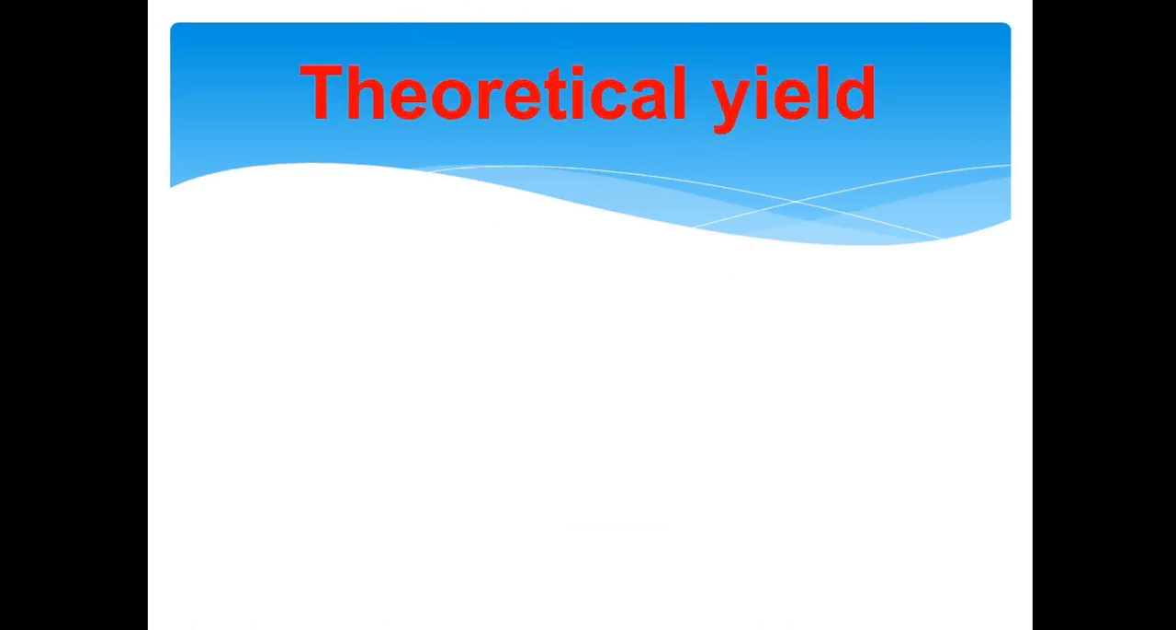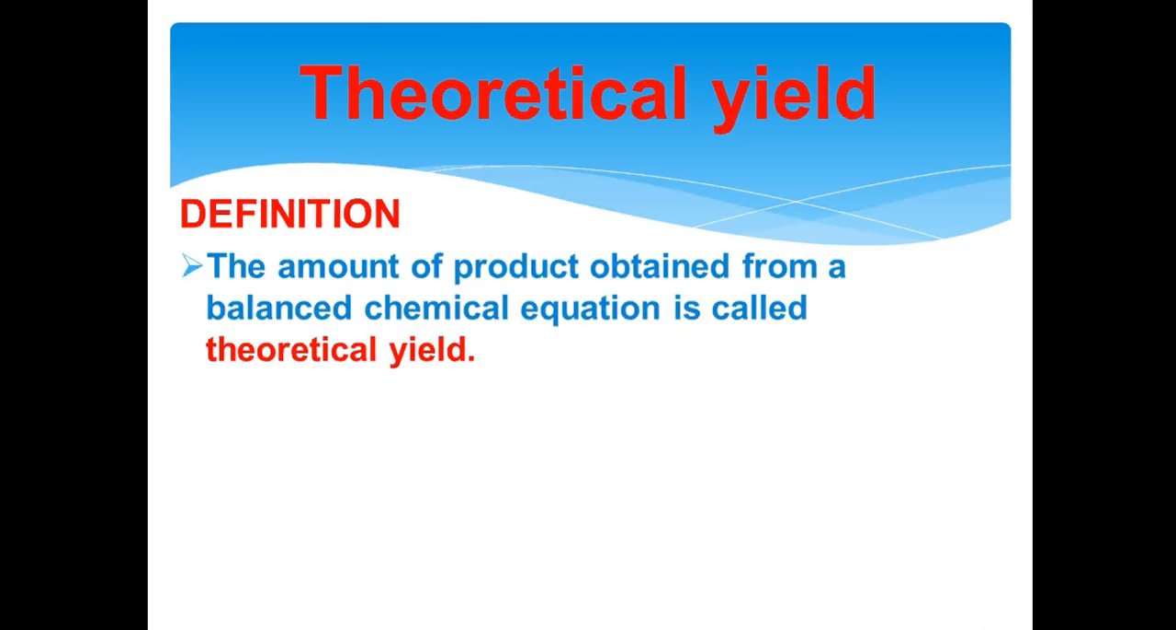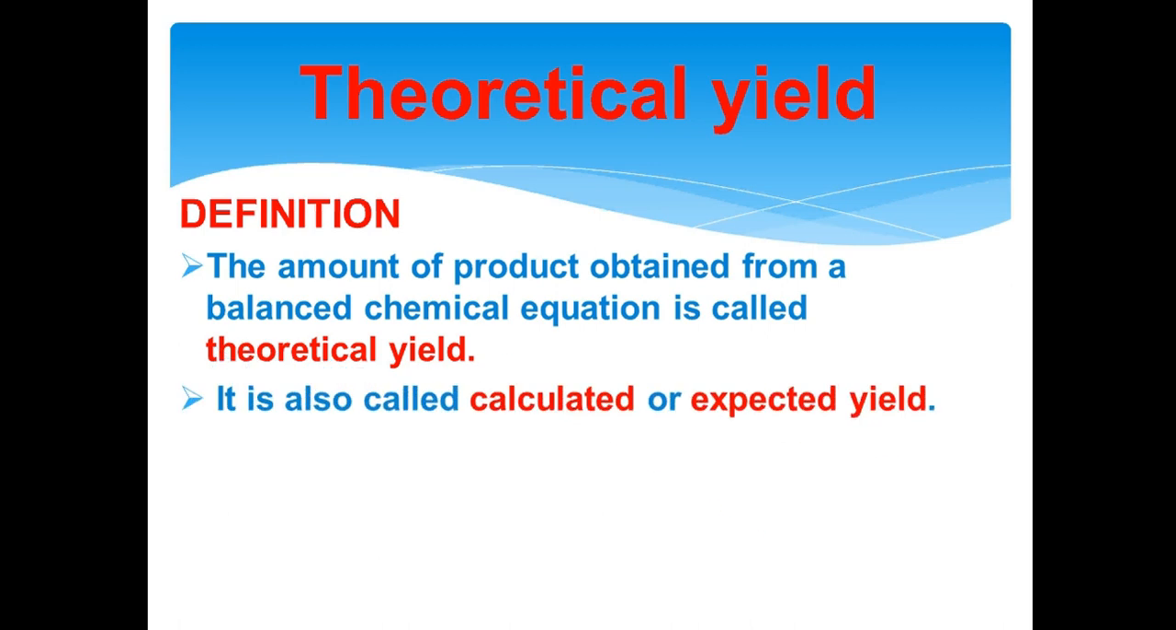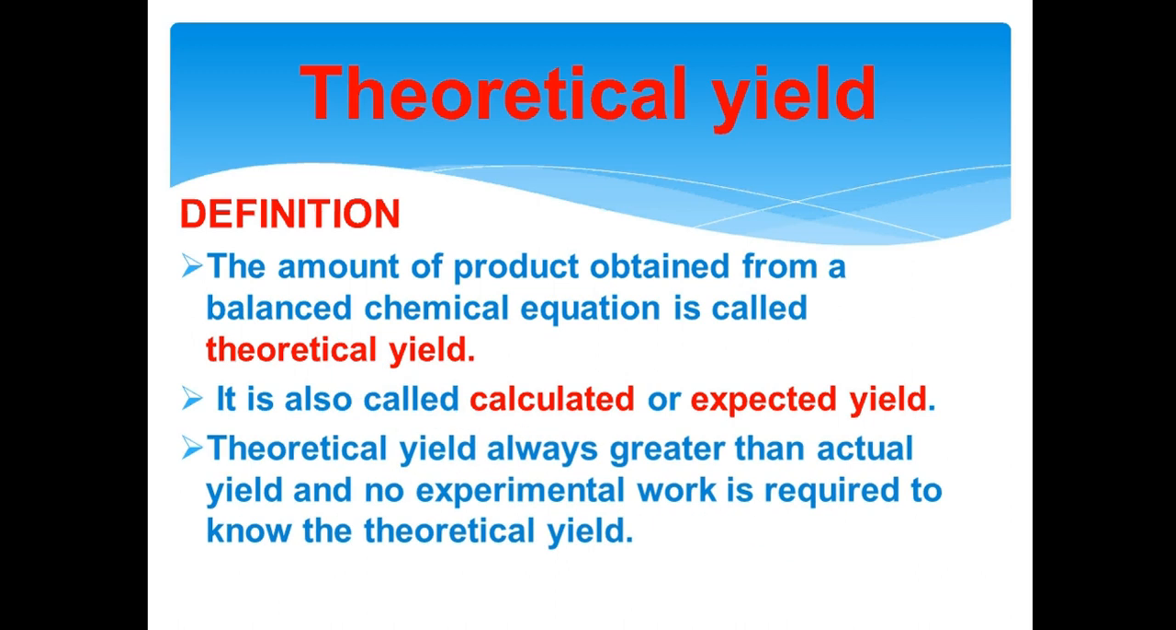Now we are going to discuss the theoretical yield first, which is defined as the amount of product obtained from a balanced chemical equation is called theoretical yield. Theoretical yield is also called calculated yield or expected yield. Theoretical yield is always greater than actual yield. This yield does not need any experimental work.